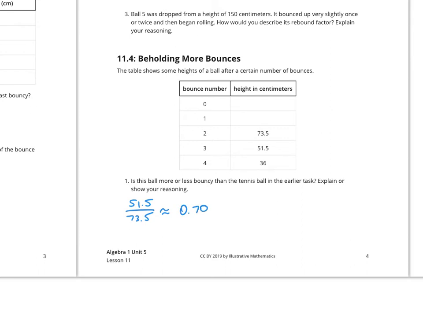So based on this information, we can see that the growth factor is much bigger than the growth factor or decay factor in the previous tennis ball problem. So that tells us that the ball is bouncing higher than before. So it is going to be more bouncy.